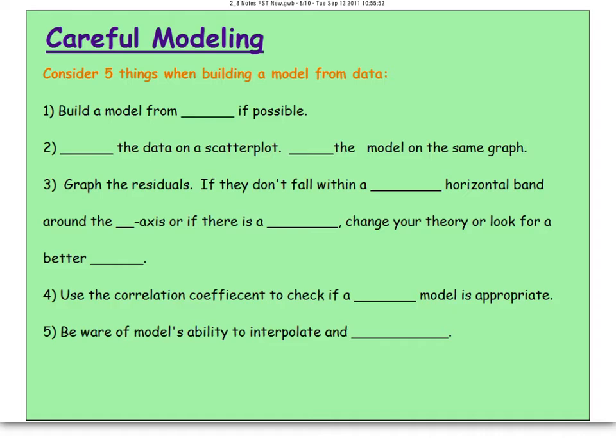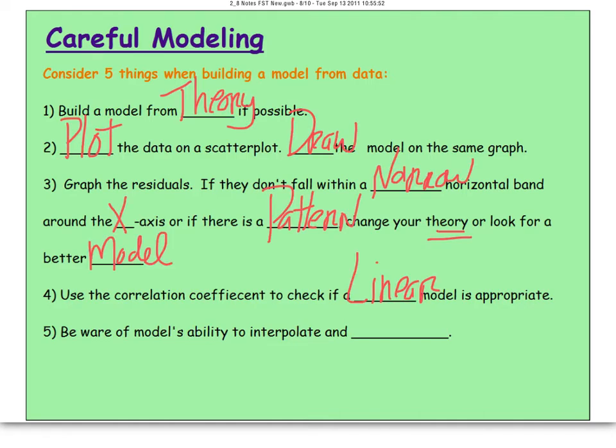The other thing, number 4, is use the correlation coefficient to check if a linear model is appropriate. Remember the correlation coefficient. When you do a linear regression, it kicks out and says R equals, so it might be like R equals 0.7. And this number is from -1 to +1. The key here, though, is that this number on the calculator is only valid for lines. It does not work for exponentials or quadratics.